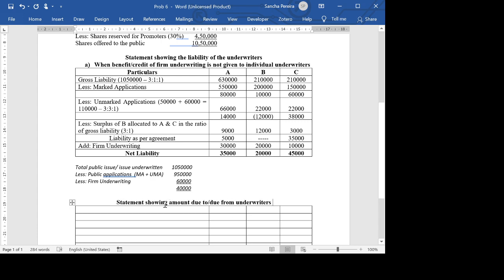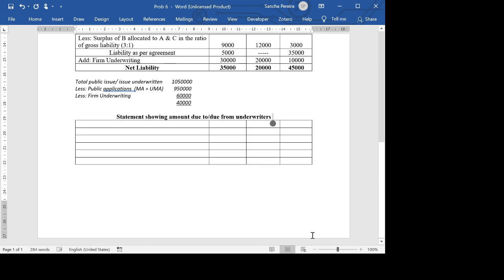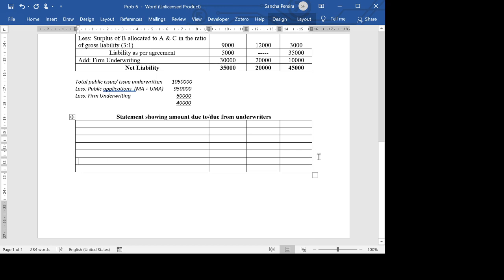What's the meaning of this statement showing amount due to? Either the company has to pay the underwriters, or due from will be the underwriters have to pay the company. Okay, so the statement will basically have two parts, and then we finally check who has to pay who.